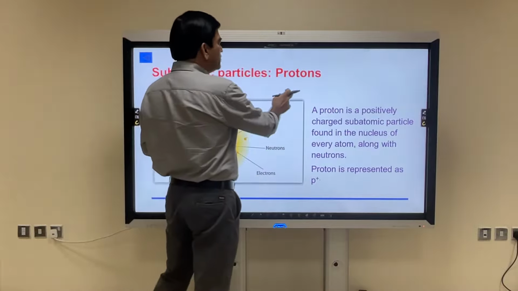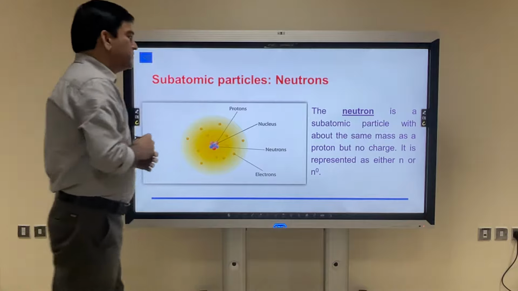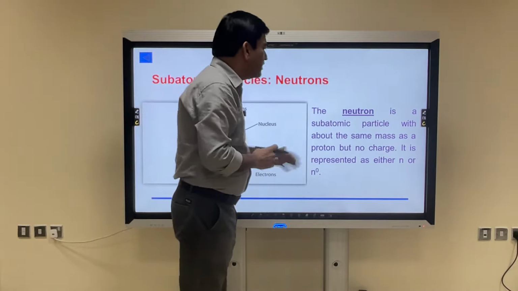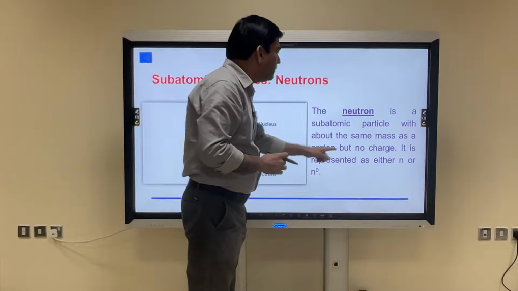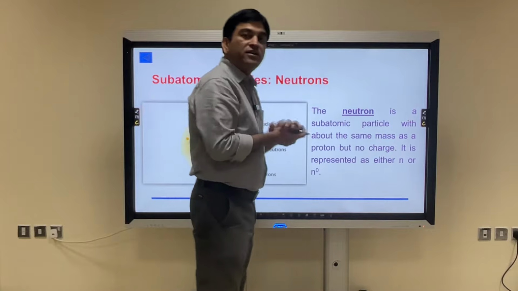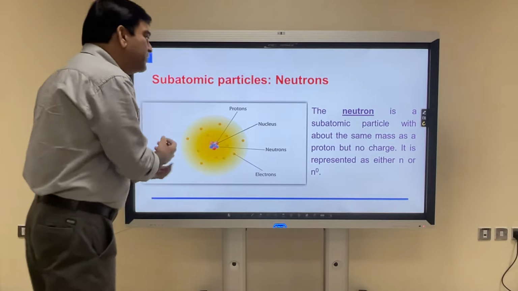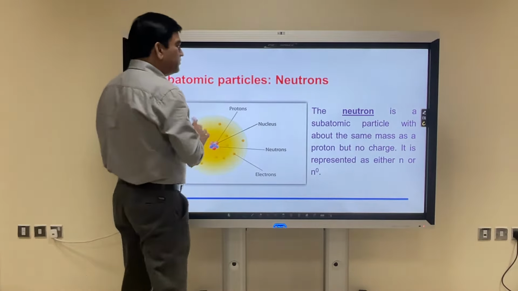Now we move on to the next slide over here. We are discussing the neutron. The neutron is also a subatomic particle with about the same mass as the proton, but it has no charge. Neutrons don't have any charge, but they have approximately the same weight as protons.